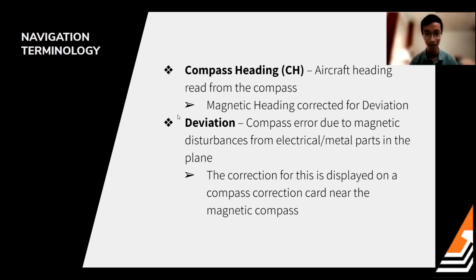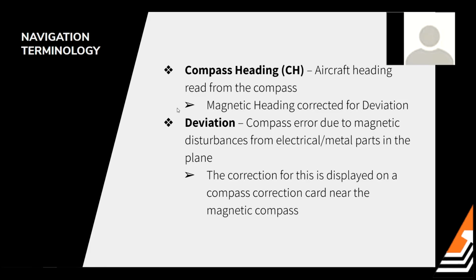All right, let me just admit someone else in here. Okay, the compass correction card is usually found somewhere near the magnetic compass in the airplane, and it'll pretty much tell you exactly what you have to do.